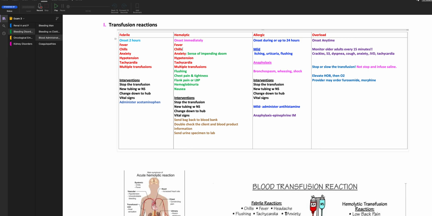And you would give people with hemolytic, if they had a fever, acetaminophen as well. Okay, and that does it for blood transfusions.